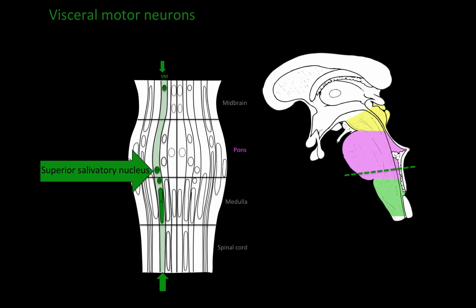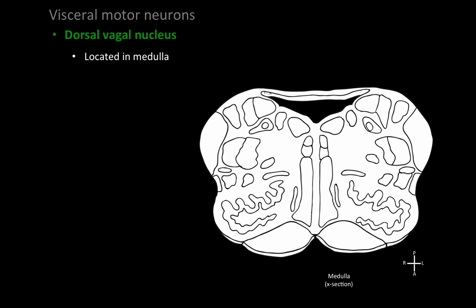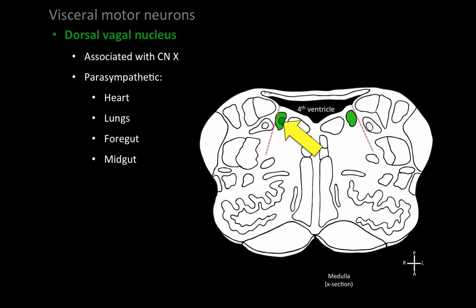Now let's go down into the medulla and talk about the inferior salivatory and dorsal vagal nuclei, both of those. So here's a cross-section of the medulla, and let's find the water. Shing, there's our fourth ventricle filled with CSF. We look for the sulcus limitans there, and now we're going to look medial to the sulcus limitans, but adjacent to that imaginary line. And shing, there's our dorsal vagal nucleus. This is associated with cranial nerve number 10.